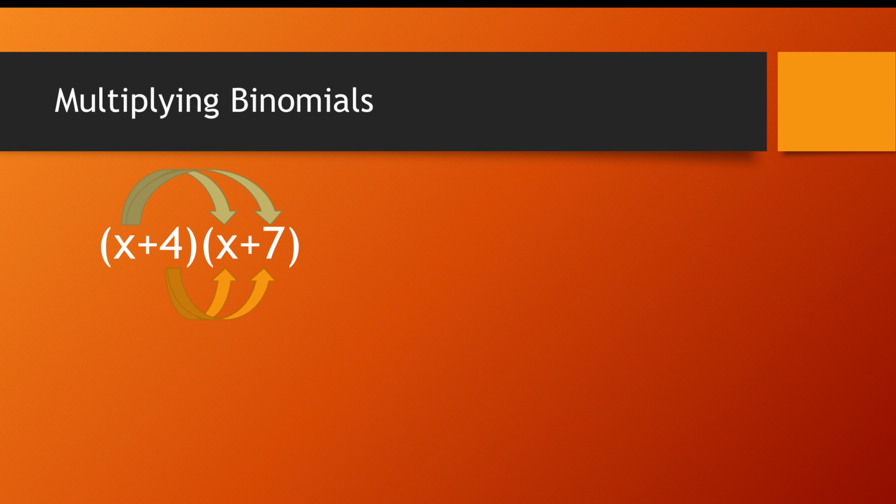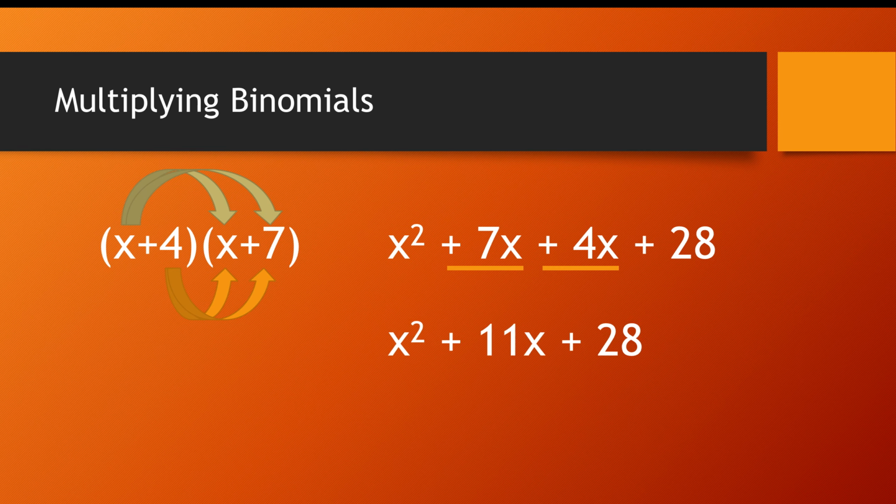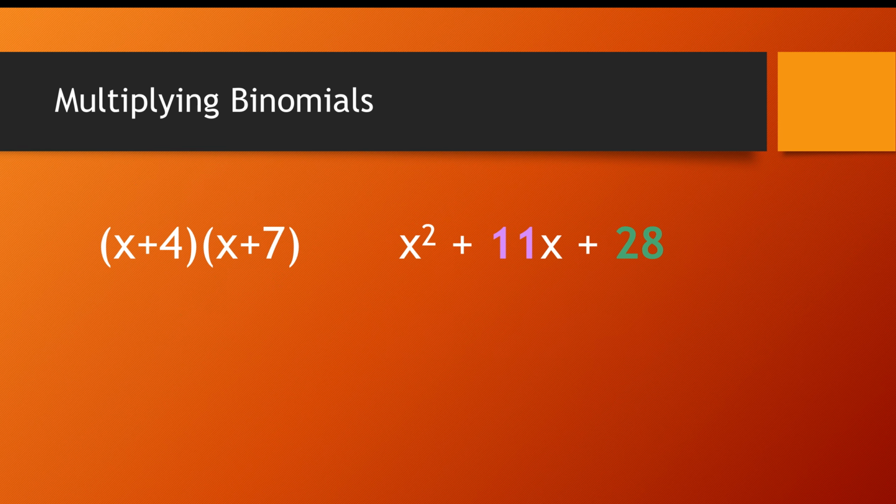And we first distribute the x. We get x times x is x squared. X times 7 is 7x. Then we distribute the 4. We get 4 times x is 4x, and 4 times 7 is 28. So when we expand it, we get this, x squared plus 7x plus 4x plus 28. Then we combine like terms, and our final answer is x squared plus 11x plus 28.